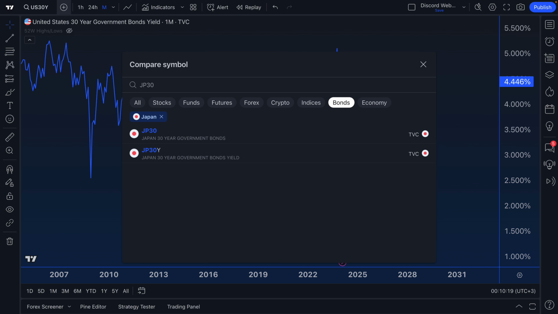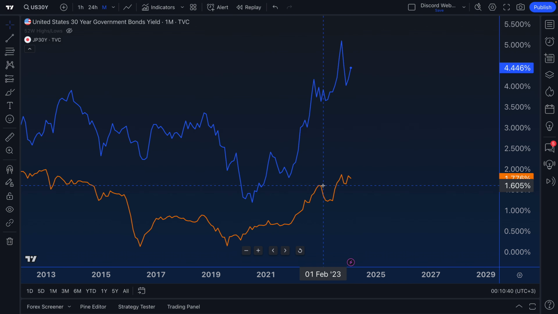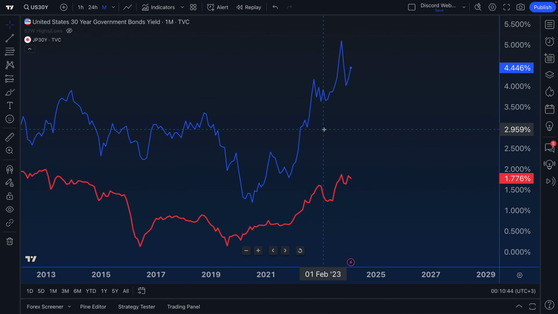Remember, 30 for 30-year. And if you include the Y, then you have this yield button. It stands for yield. If you don't include the Y, then you have the Japan 30-year. So let's go ahead and include the Y for yield, Japan 30-year government bonds yield, and click. Now we have that open, and you can see here we'll change the color to red, as that's sort of more of a familiar country color. So we've got the blue and the red.